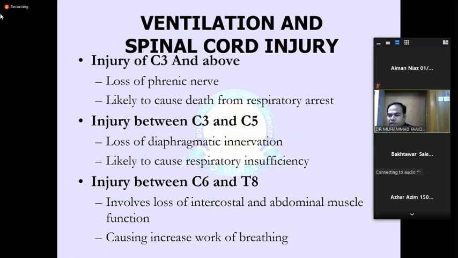One of the very catastrophic events is that if the patient develops spinal cord injury in the cervical region, then the phrenic nerve is involved, and because of this, the patient will develop respiratory insufficiency. That's why if the patient develops spinal cord injury at cervical level, the patient usually needs ventilatory support for respiratory insufficiency.